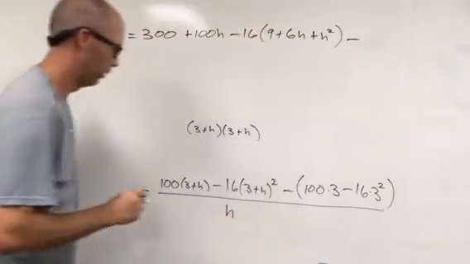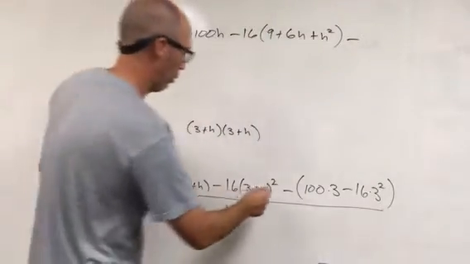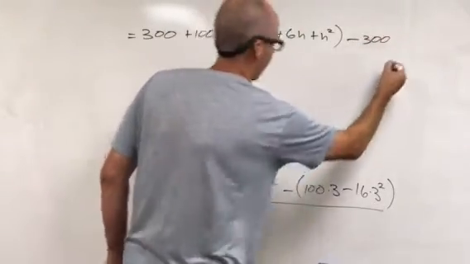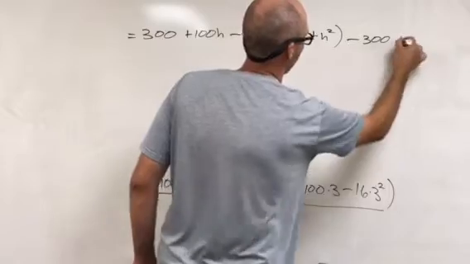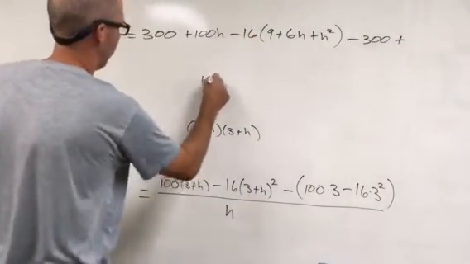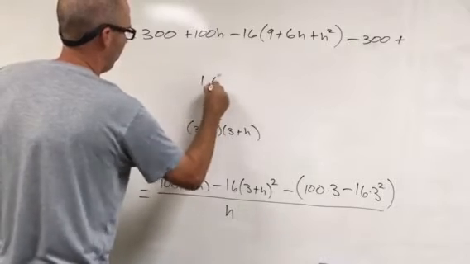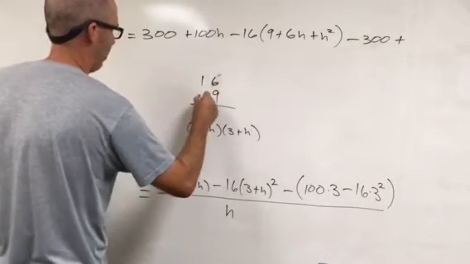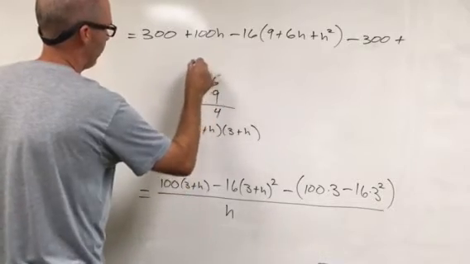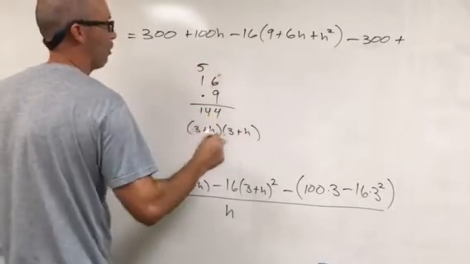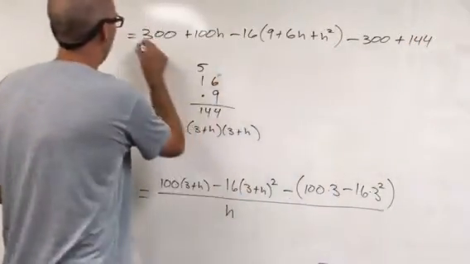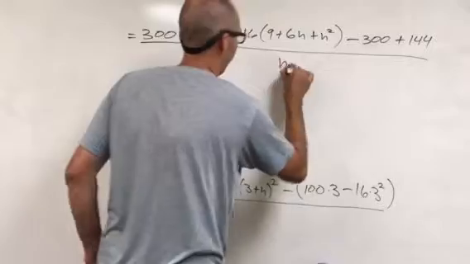Minus, okay, so minus a 300, a minus times a minus, plus 16 times 9. 9 times 16. 144. All of this is over h.